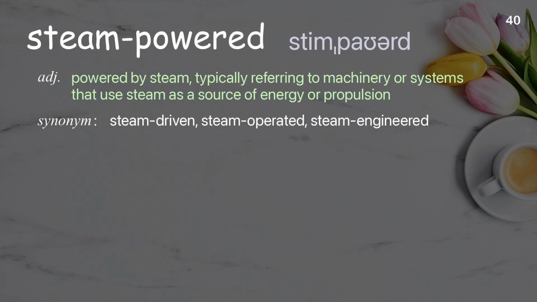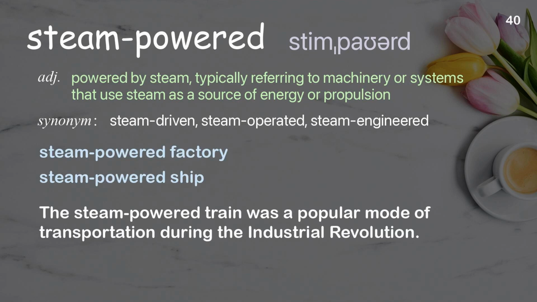Steam-powered. Powered by steam, typically referring to machinery or systems that use steam as a source of energy or propulsion. Examples: Steam-powered factory. Steam-powered ship. The steam-powered train was a popular mode of transportation during the Industrial Revolution.